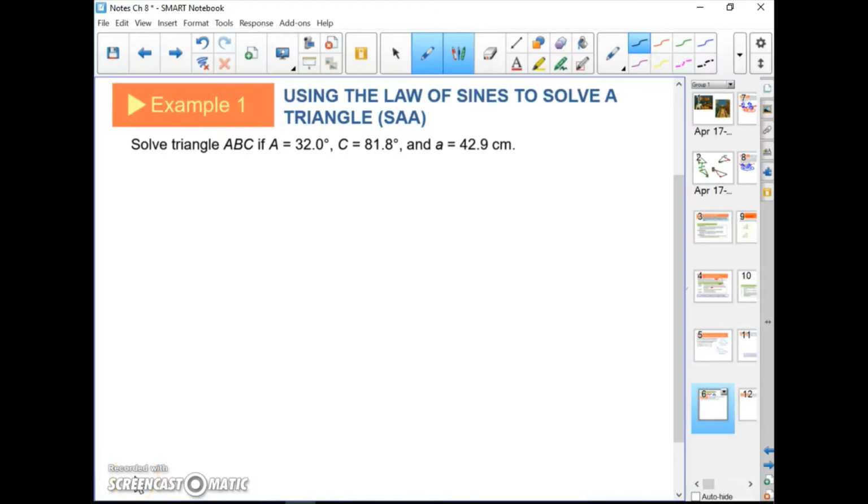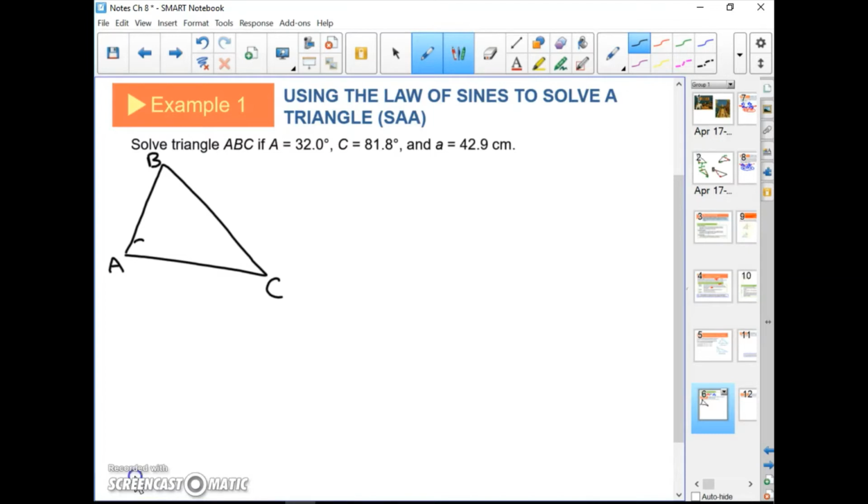Example one: solve triangle ABC. So they give you some different pieces of information. I like to draw a picture of it. If they're describing a triangle, I like to draw a picture of a triangle. So I'll just draw a triangle, and pretty much I would try to draw the same thing every time. But you've got A, B, and C. I would not draw a right triangle, just to show that this is not a right triangle.